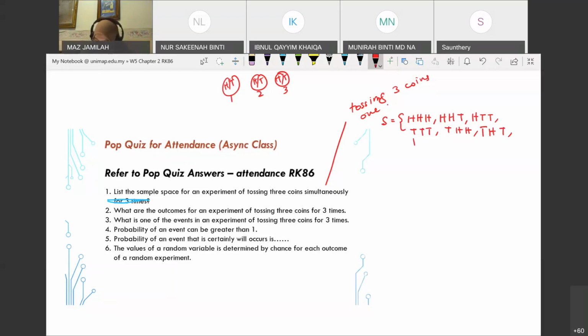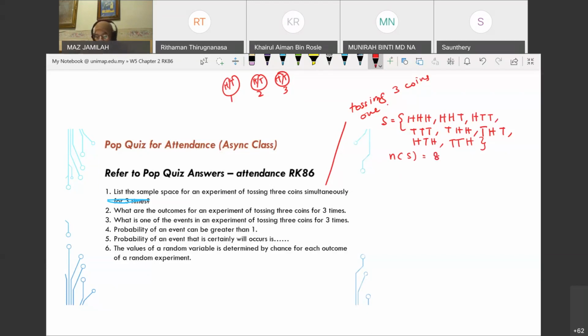And then the other ones: tail, tail, head. Tail, head, head. Okay. So, how many sample points do you have? The number of sample points is equal to 8.